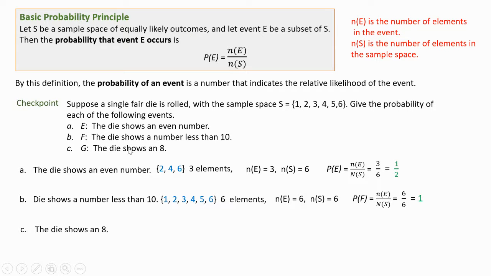Now the die shows an 8, right? This is for the probability of event G. There's none because there's no 8 here. It's only 1 through 6, so it's going to be 0. The number of elements in G is 0, and the sample space is 6. So it's going to be 0 over 6, which is 0. There's no chance that it can be an 8.